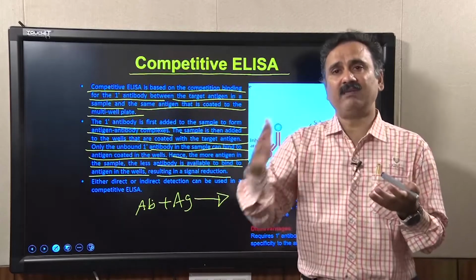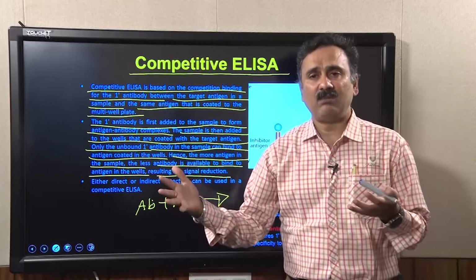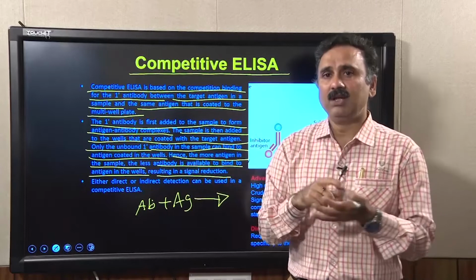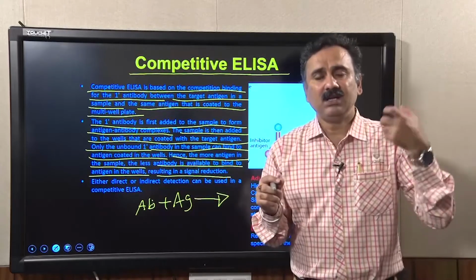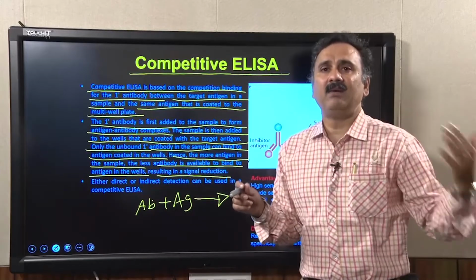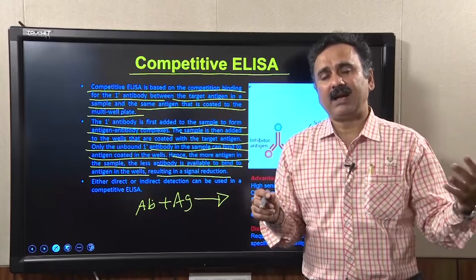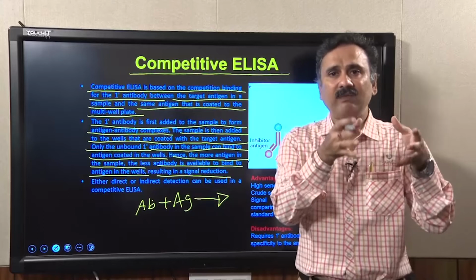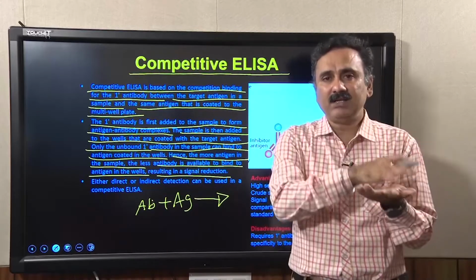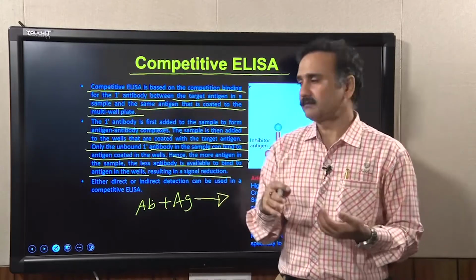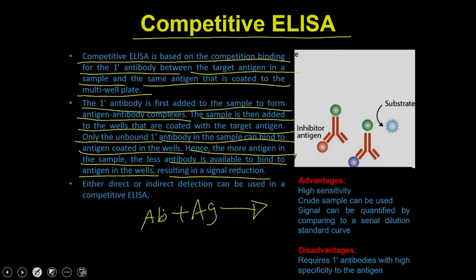But if you have more antigen, for example 80 micrograms of antigen, then you only have 20 micrograms of antibody available. This means that as the amount of antigen in the biological fluid increases, it keeps reducing the available antibody for interacting with the antigen present on the plate. So there is a competition between the antigen on the plate and the antigen in the sample, and that is why this is called the competitive ELISA.